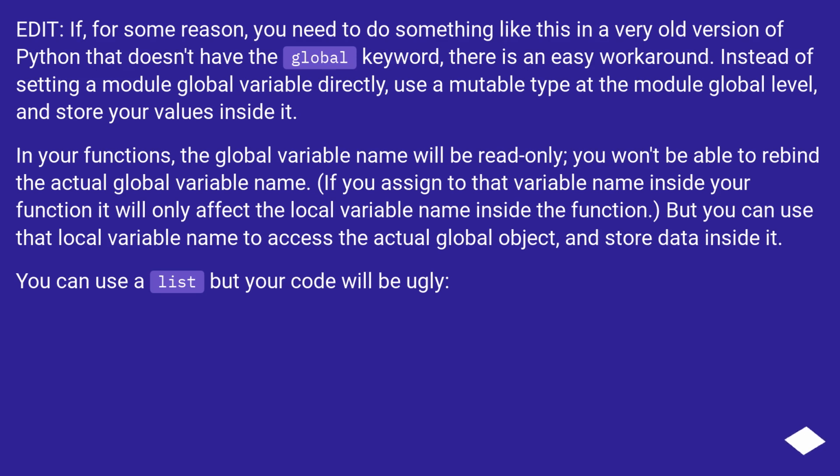Edit: if, for some reason, you need to do something like this in a very old version of Python that doesn't have the global keyword, there is an easy workaround. Instead of setting a module global variable directly, use a mutable type at the module global level, and store your values inside it. In your functions, the global variable name will be read-only, you won't be able to rebind the actual global variable name. If you assign to the variable name inside your function, it will only affect the local variable name inside the function, but you can use that local variable name to access the actual global object, and store data inside it. You can use a list, but your code will be ugly.